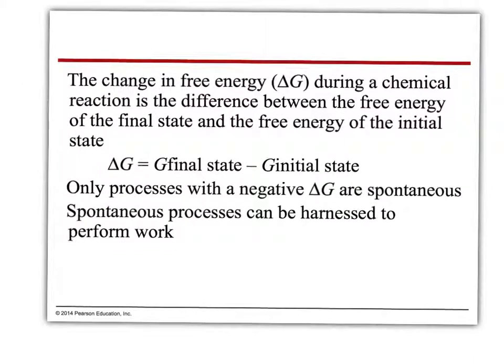So, the change in free energy during a chemical reaction is the difference between the free energy of the final state and the free energy of the initial state. What does that mean? Whether or not the product has more energy than the reactants. So let's look at amino acids, which would be your reactants if you're going to build a protein, and your protein being the product. Does the product, the protein, have more free energy or less free energy? What's happening to the entropy? What's happening to the order of the system?